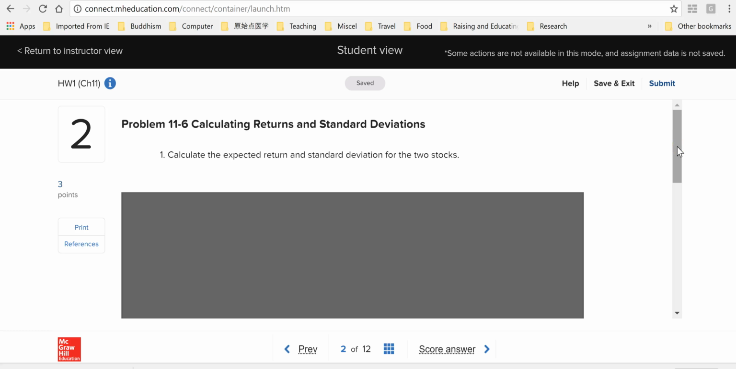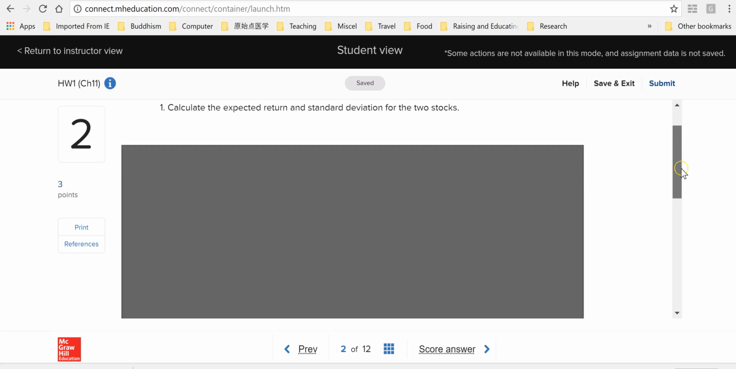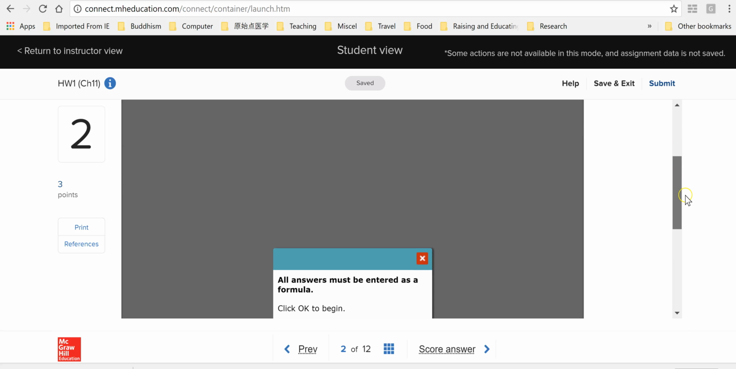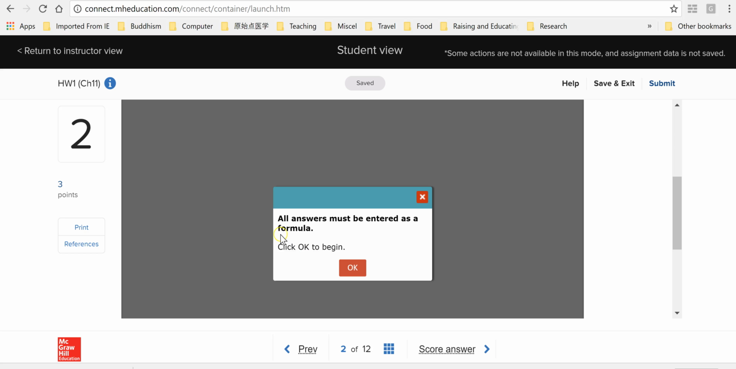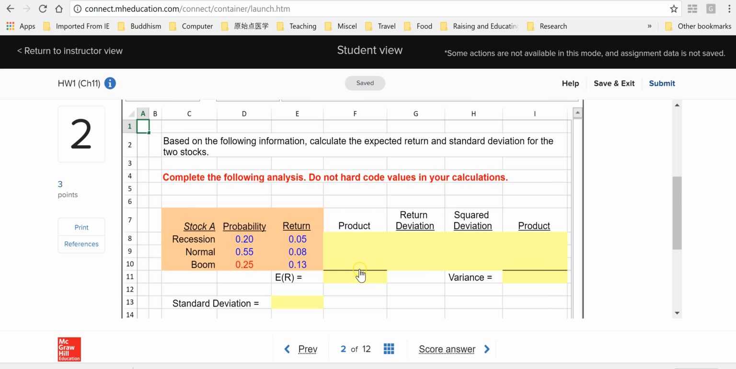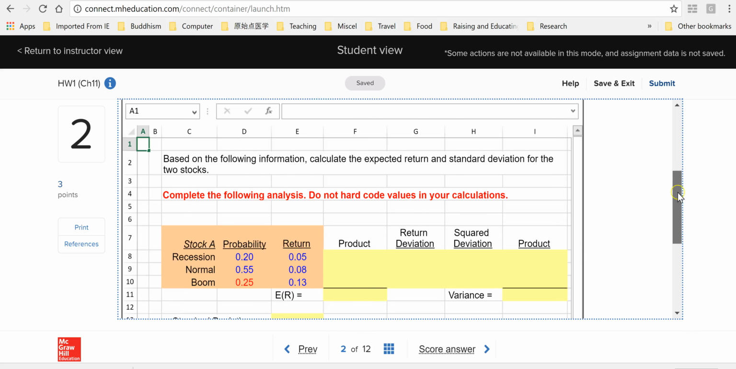I want to talk about question number 2 of homework 1. This is an Excel question. If you click on the question, you'll immediately see this instruction: all answers must be entered as a formula. That means even though you may calculate a number, you have to use the formula rather than directly input that number.